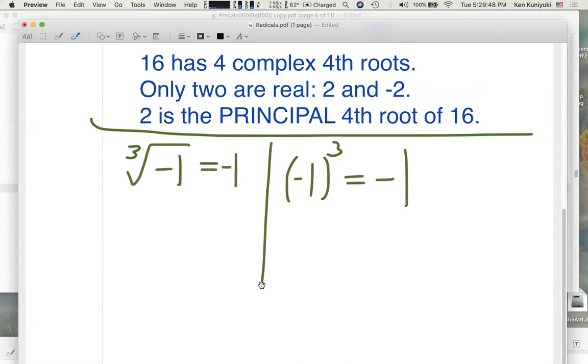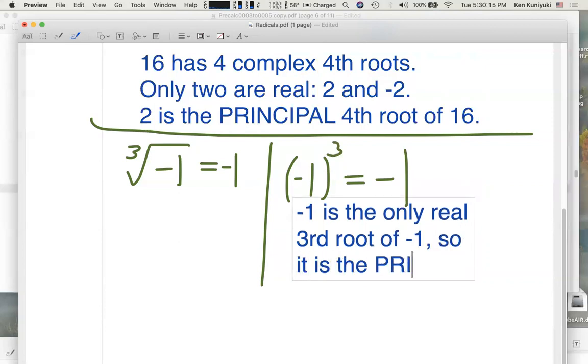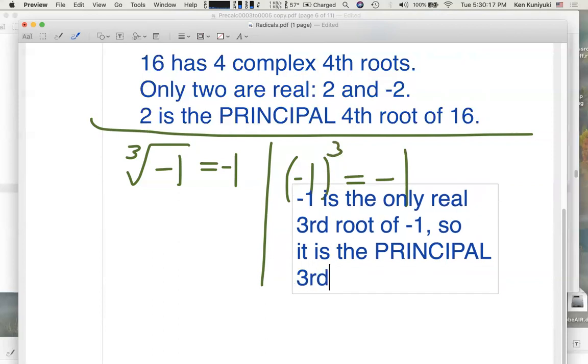-1 has 3 complex cube roots, but only one of them is real, the -1. And it's the best we can do, right? Because positive 1 won't work. So what's our favorite cube root for -1? Well, it's the real one. -1 is the only real root for -1. Right? -1 is the only real 3rd root of -1. So it is the principal 3rd or cube root of -1.